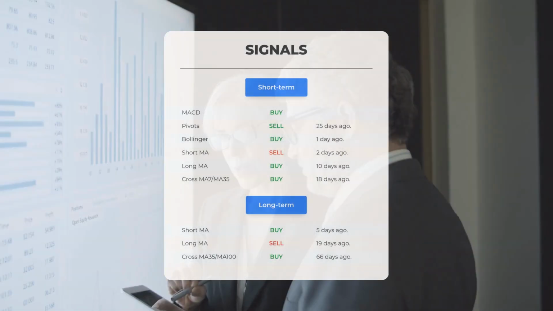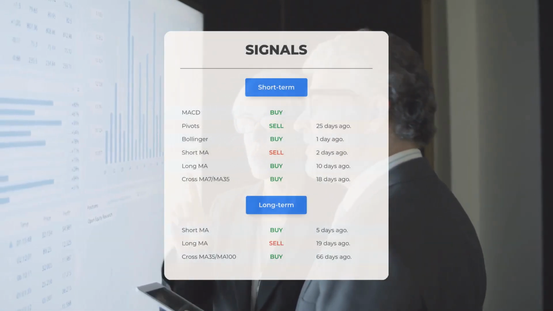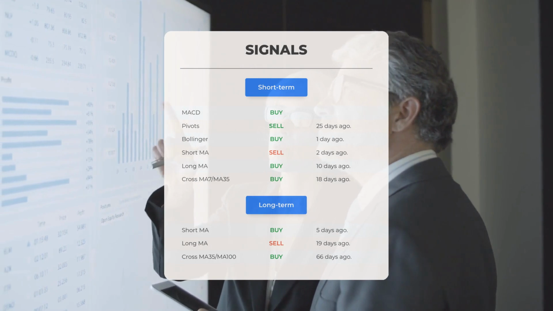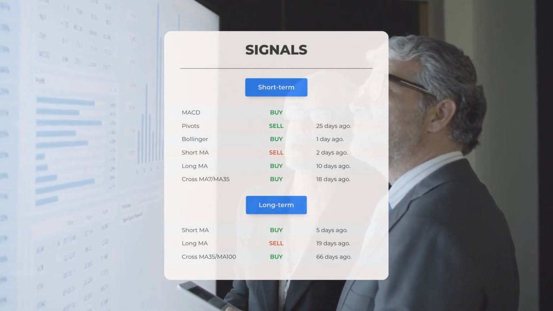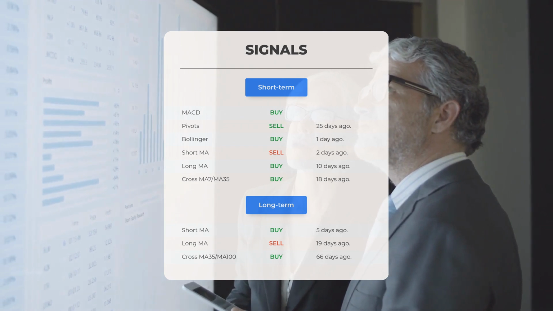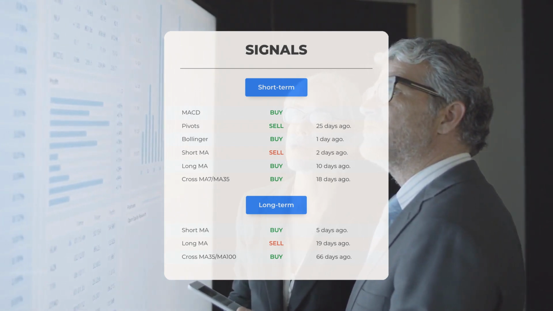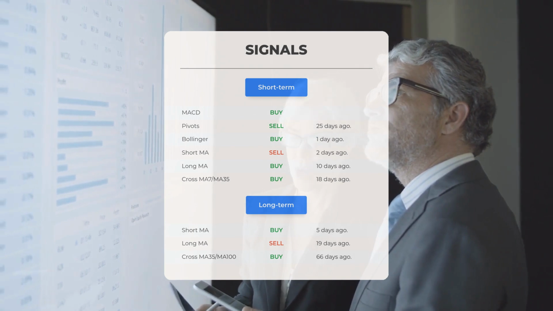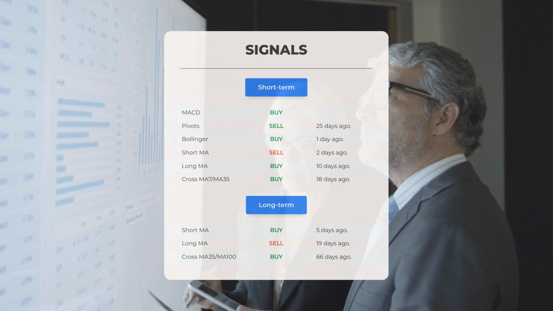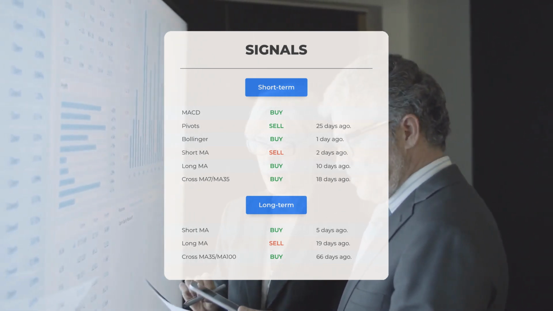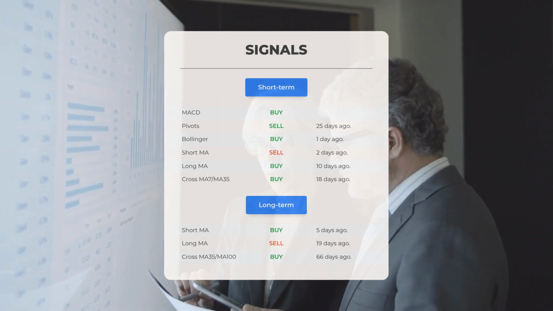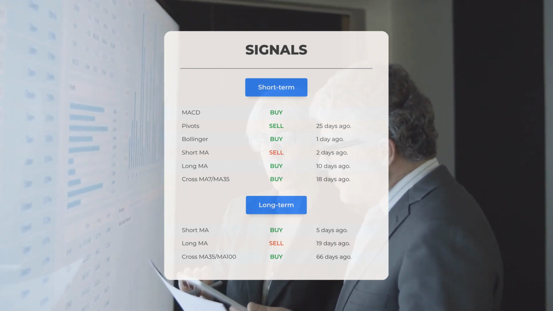Here are some additional signals that you may find intriguing. Moving average convergence divergence indicates a buy signal. Pivots show a sell signal from 25 days ago. Bollinger indicates a buy signal from 1 day ago. The short-term moving average suggests a sell signal from 2 days ago. The long-term moving average shows a buy signal from 10 days ago. The relationship between the short and long moving averages indicates a buy signal from 18 days ago.